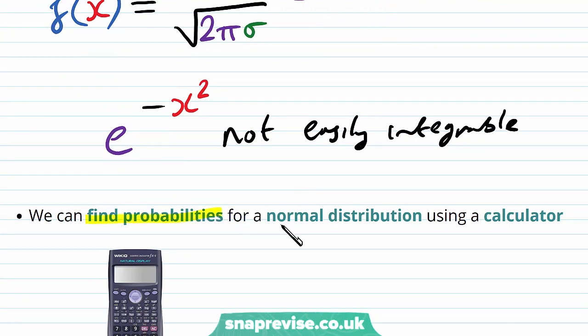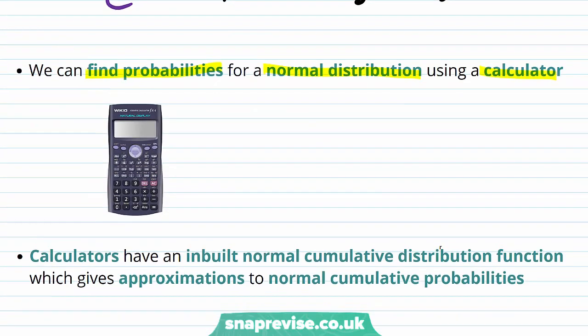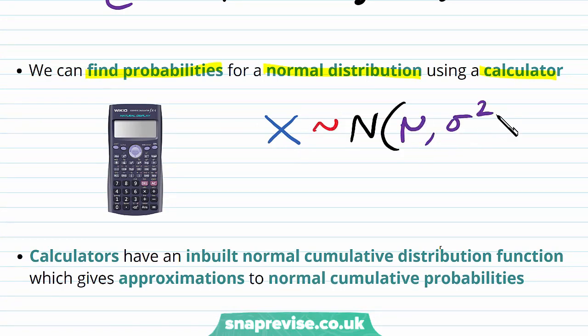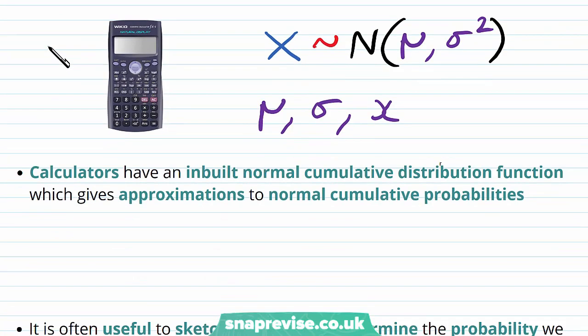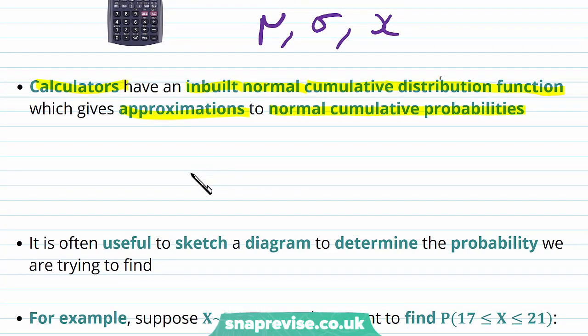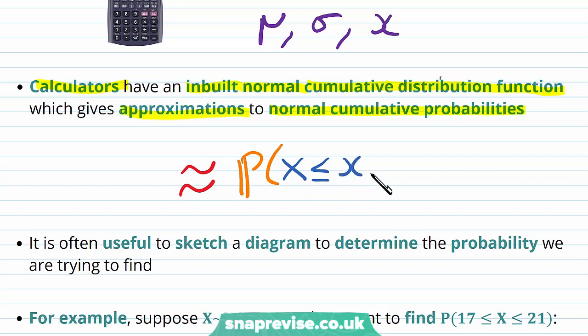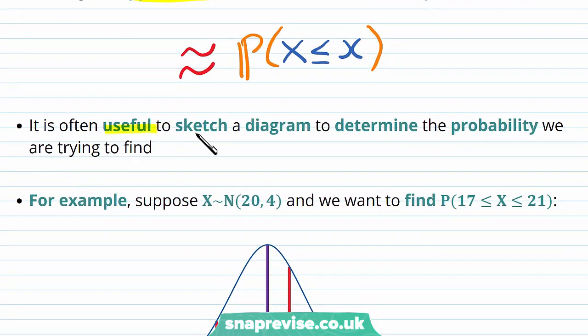However, we can find the probabilities for a normal distribution using a calculator. Given x, which is normal, with mean mu and variance sigma squared, given the values of mu, sigma, and x, we can calculate probabilities. Calculators have an inbuilt normal cumulative distribution function, which gives approximations to normal cumulative probabilities. We can only find the approximation for the probability of x being less than or equal to a certain value little x. This is because it is based on an integral, and so in general these values are only approximate. It is often useful to sketch a diagram to determine the probability we are trying to find.